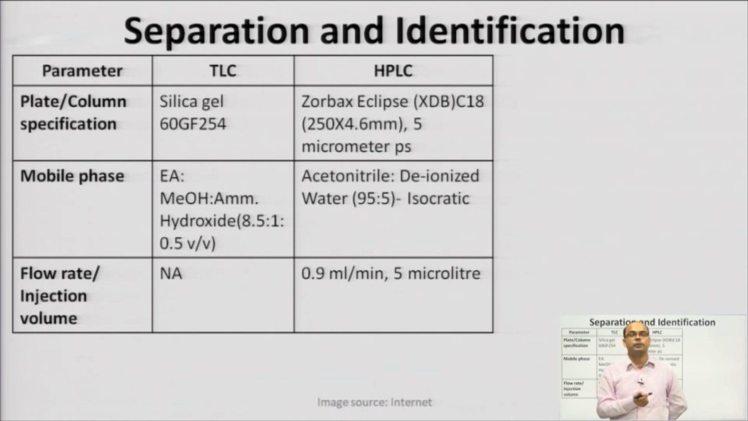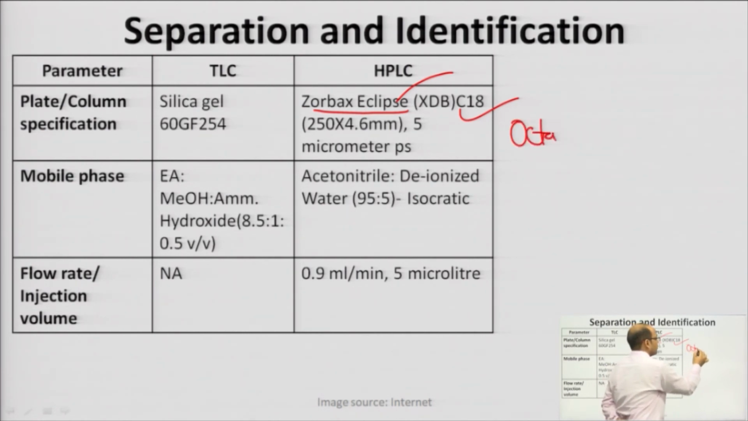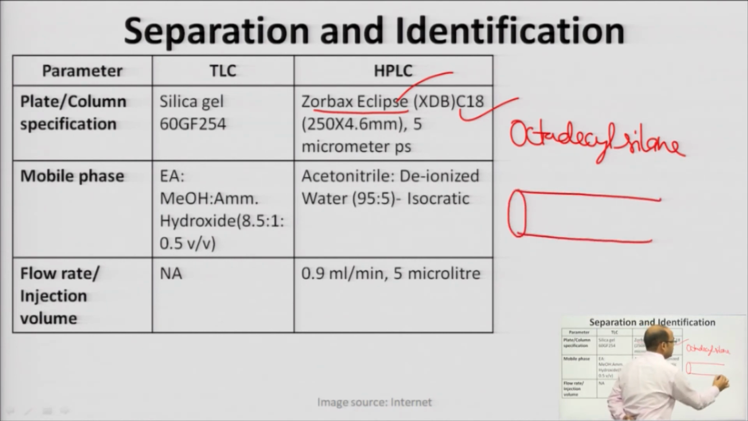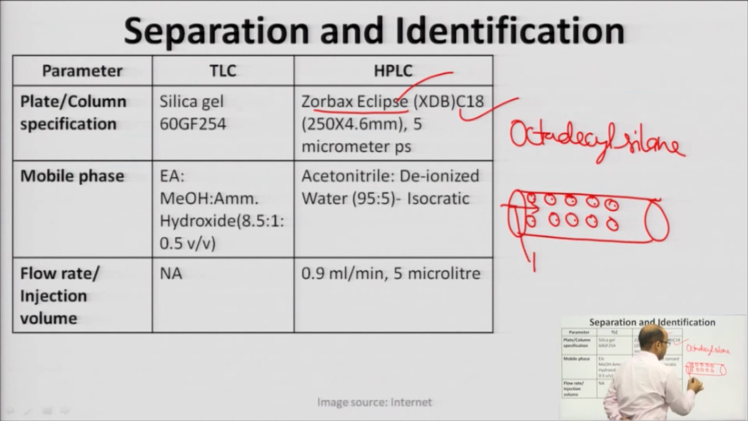If we look at the HPLC column, we have used the Zorbax Eclipse. Zorbax Eclipse is the brand name, and we used a C18 column, octadecylsilane. A C18 column is packed with silica gel, and this silica gel is coated with a polymer chain containing 18 carbon atoms, and the pore size is around 5 micrometer.